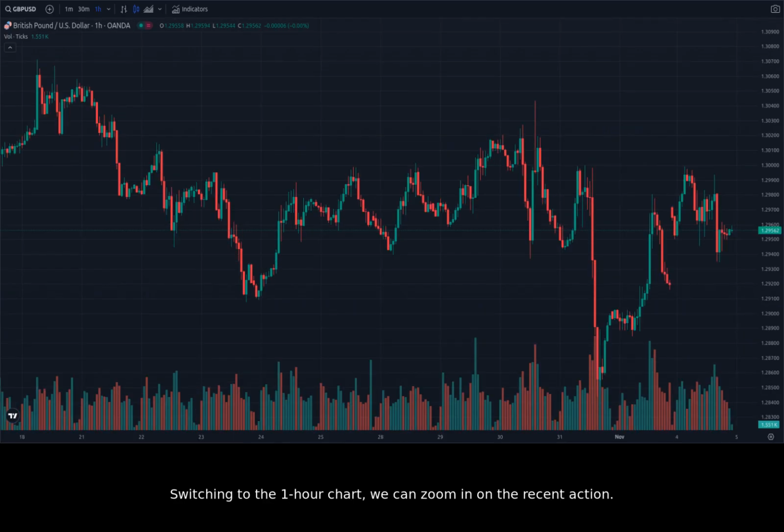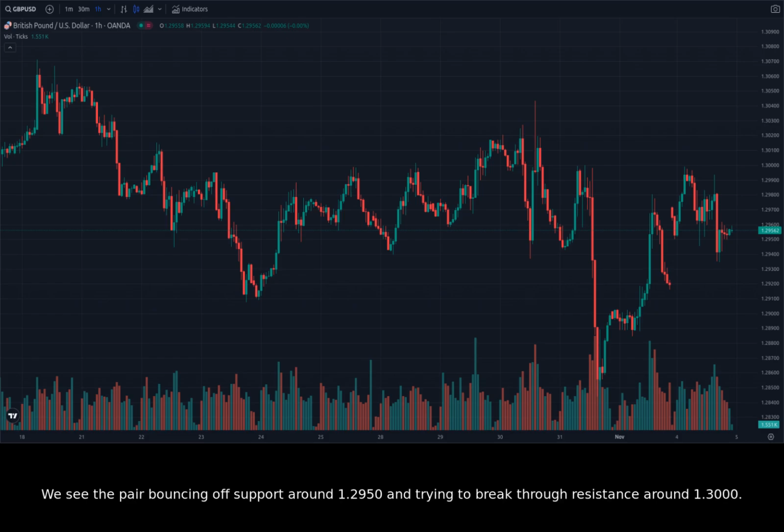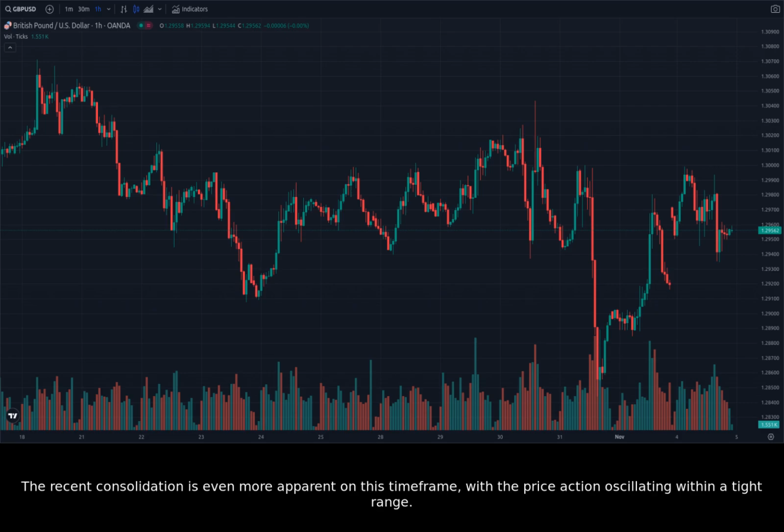Switching to the 1-hour chart, we can zoom in on the recent action. Here, we see a more dynamic picture of GBPUSD's movement. We see the pair bouncing off support around 1.2950 and trying to break through resistance around 1.3000. The recent consolidation is even more apparent on this timeframe, with the price action oscillating within a tight range.